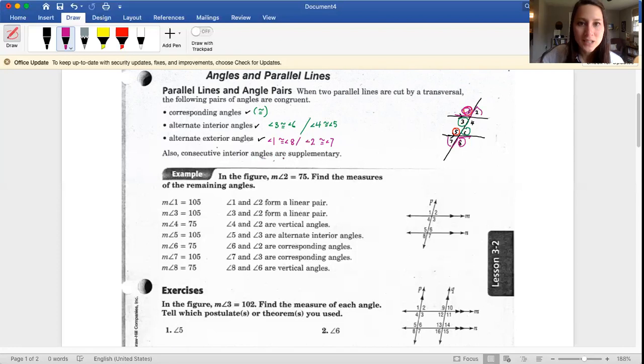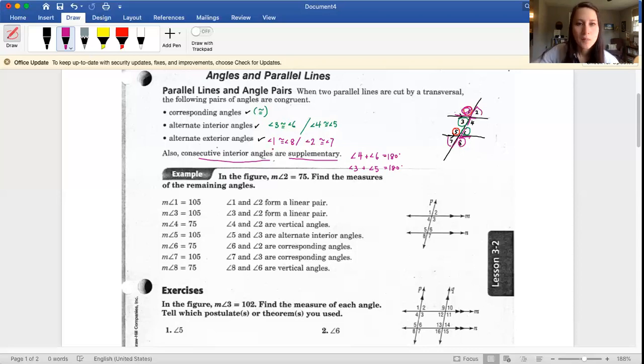Now, consecutive interior angles are angles that are on the inside, sandwiched inside the two lines, and on the same side of the transversal. The relationship between consecutive interior angles is that they are supplementary. An example would be angle 4 and angle 6. These are supplementary. They add up to 180 degrees. Another example would be 3 and 5. Angles 3 and 5 add up to 180 degrees. So those are all examples of the types of relationships that we see.